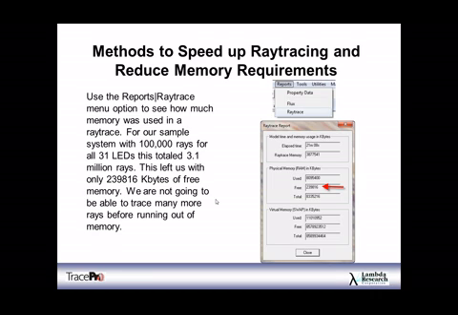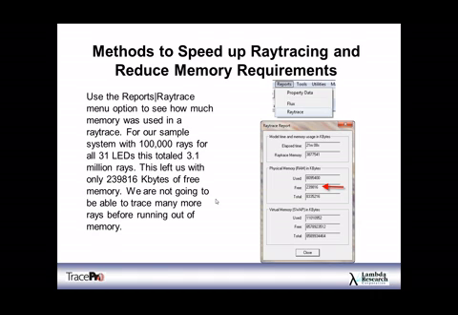and that's underneath the Reports menu. This is your ray trace report. The ray trace report shows you just how much memory you've used, how much time it took to do the ray trace, and how much virtual space you have in terms of kilobytes on your hard disk. Okay, this is your virtual swap file.